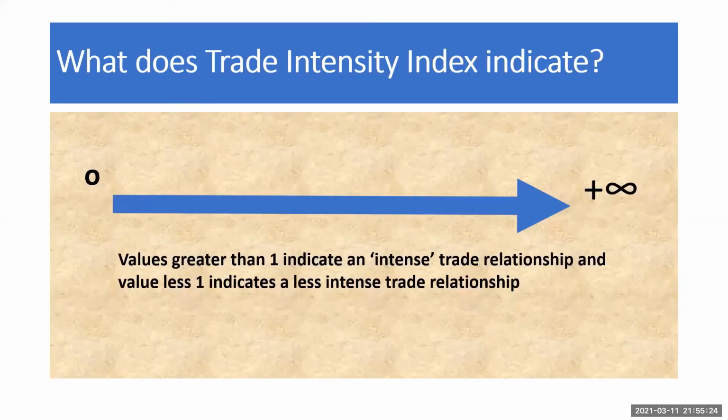The value of trade intensity index lies between 0 to plus infinity, where values greater than 1 indicate a more intense trade relationship and a value less than 1 indicates a less intense trade relationship.